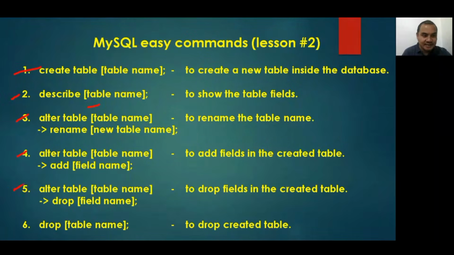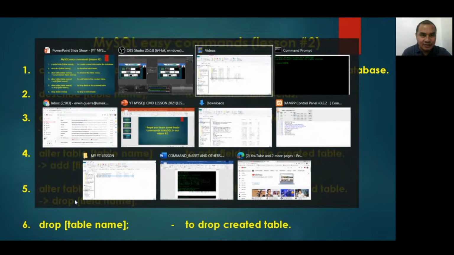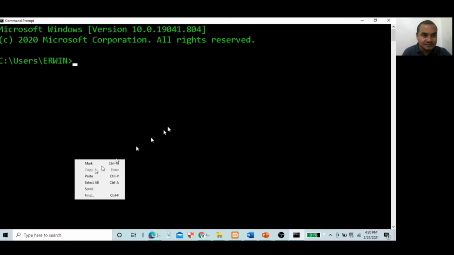Number 5, alter table, drop field name. This is to drop fields in the created table. And last is drop table name. This is to drop created table. Okay, so let's try these commands in our command prompt.